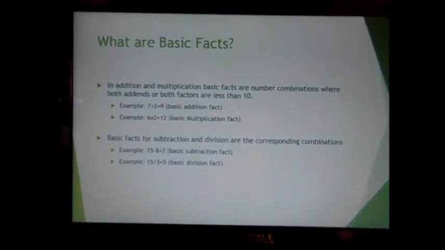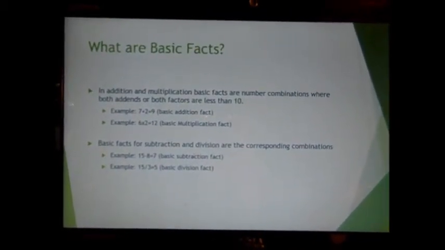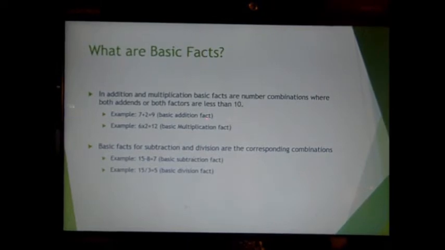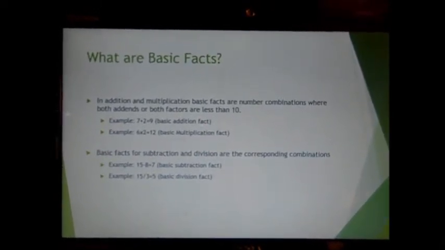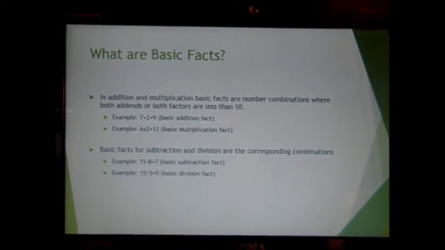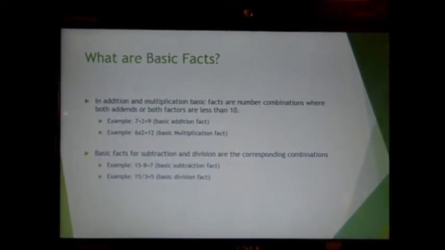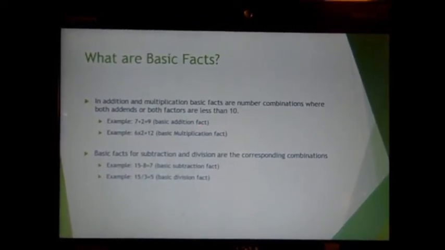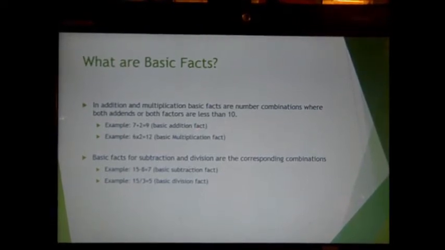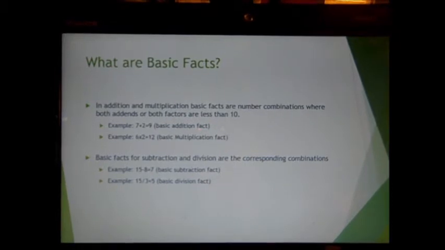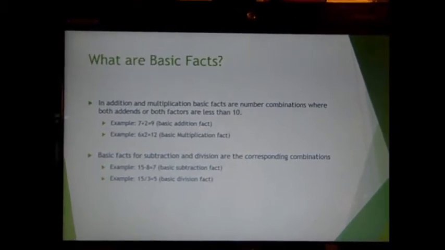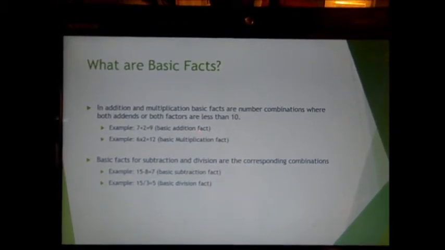What are basic facts? In addition and multiplication, basic facts are number combinations where both addends or both factors are less than 10. For example, 7 plus 2 equals 9 is a basic addition fact, or 6 times 2 equals 12 is a basic multiplication fact. Basic facts for subtraction and division are the corresponding combinations. So 15 minus 8 equals 7 is a basic subtraction fact, or 15 divided by 3 is a basic division fact.